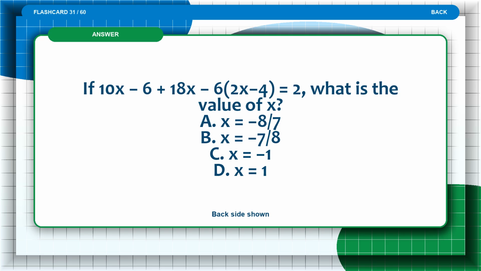The answer is: if (10x - 6)/... = 2, what is the value of x? A. x equals -8/7, B. x equals -7/8, C. x equals -1, D. x equals 1.